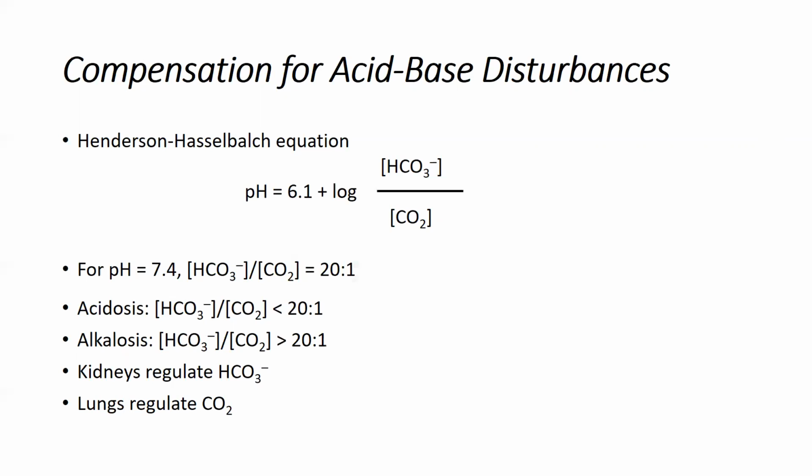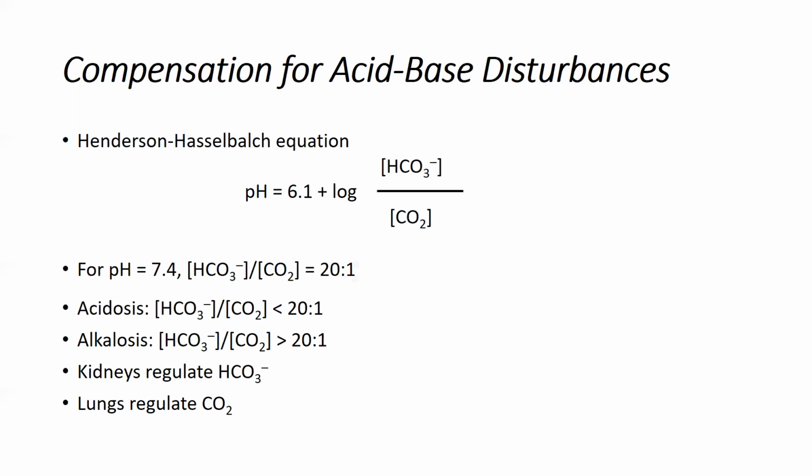7.35 to 7.45. So for a pH of about 7.4, which is what we want, we know that we need to have a ratio of 20 bicarb to 1 CO2. Okay, and that tells us something very important. Anything greater than that ratio is going to be acidosis. Anything less than that ratio is going to be alkalosis. Right, so I'll say that again.